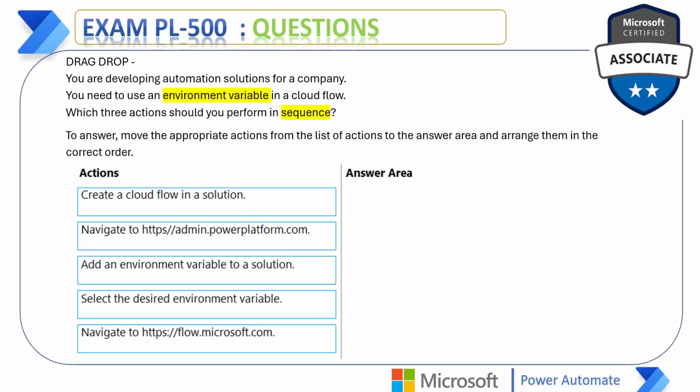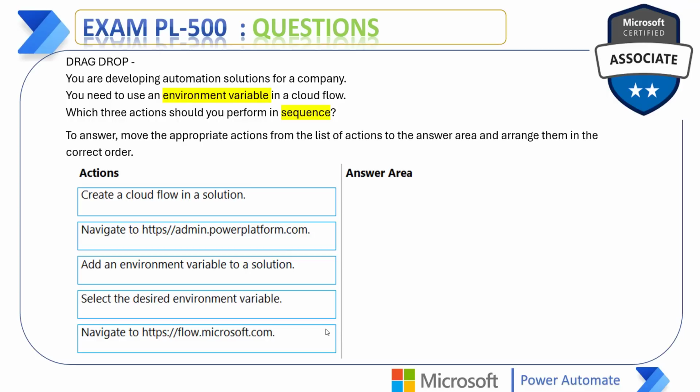What is the first one? Now, at the first action, we are going to navigate to https://flow.microsoft.com. This is the one we recently got as navigate to https://make.powerautomate.com, which is the first action which we will do. You may ask, why can't we use navigate to https://admin.powerplatform.com? In admin.powerplatform.com, we cannot create these solutions. So the first action is that we want to navigate to https://flow.microsoft.com or make.powerautomate.com. This is my first action.